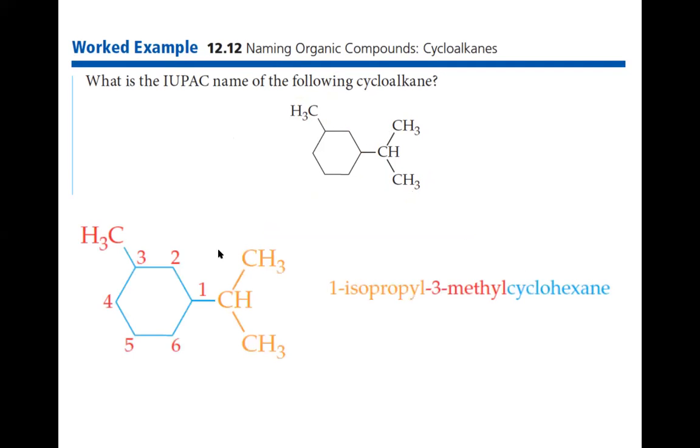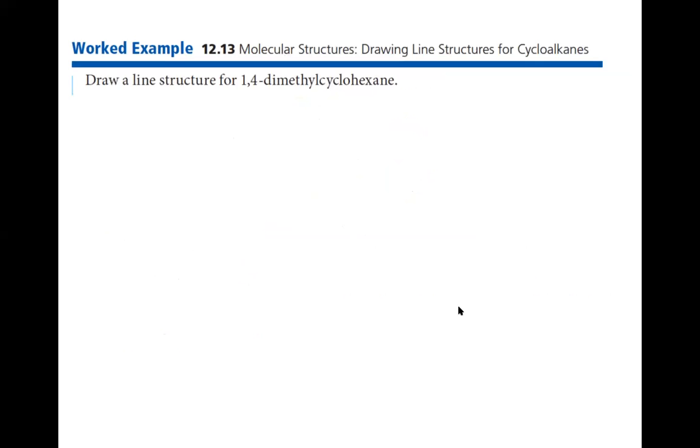I put in here how that's done. How about this? Draw a line structure. Now you're going to do the opposite: draw the structure for 1,4-dimethylcyclohexane. Interesting. Pause it, see what you can come up with, and then maybe I'll try to draw it on the slide.